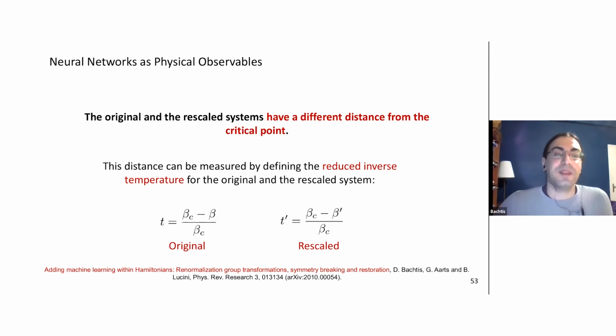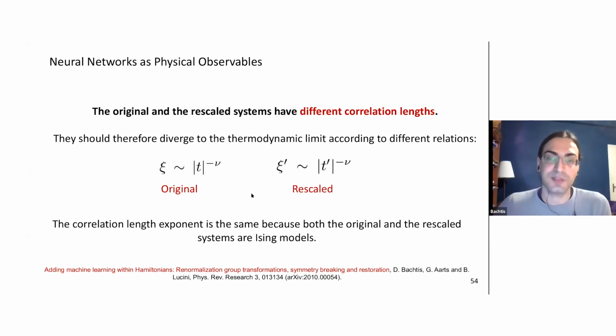Now you remember that the original and the rescaled systems have a different distance from the critical point, and this distance can be explicitly measured by defining the reduced inverse temperature for the original and the rescaled system. I also mentioned that the two systems have different correlation lengths, which means that they should diverge to the thermodynamic limit according to different relations. However, the correlation length exponent is identical for both systems because both the original and the rescaled systems are Ising models.